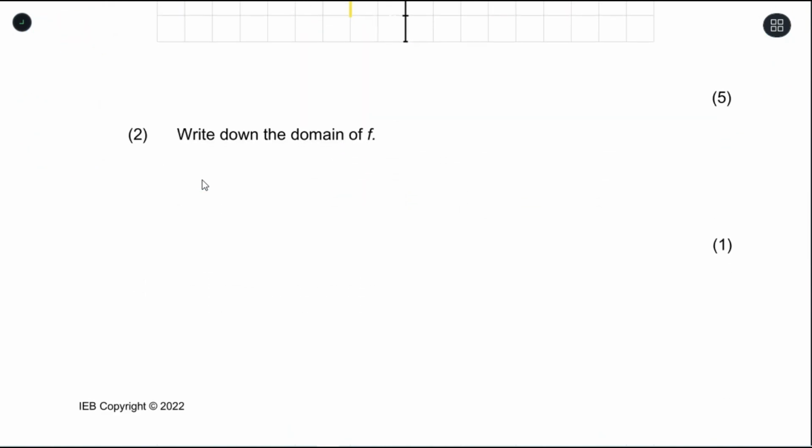Okay. Now question 2 asks us for our domain. Now the domain of every hyperbola graph is always x is an element of the real numbers, but x is not equal to the asymptote. Now since the asymptote is -2, x is not equal to -2. So this will be your answer.